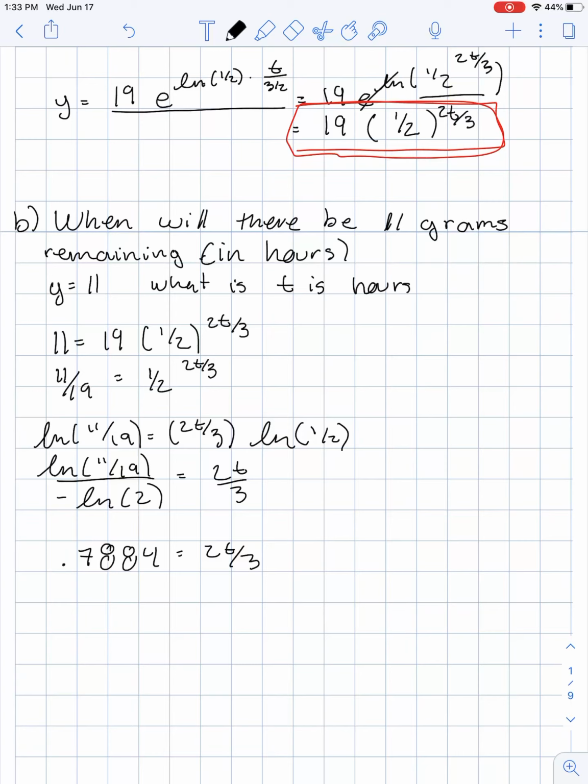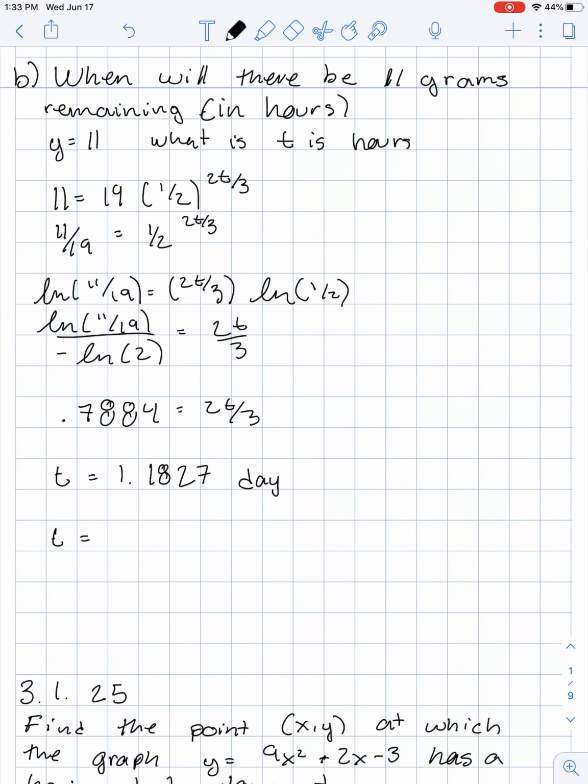We're going to multiply each side by 3/2. And so I get that t equals 1.1827 days. But I want my answer in hours, so I multiply by 24. So that t equals 28.385 hours. And I think it just wanted the closest hour, and it was 28. Okay?